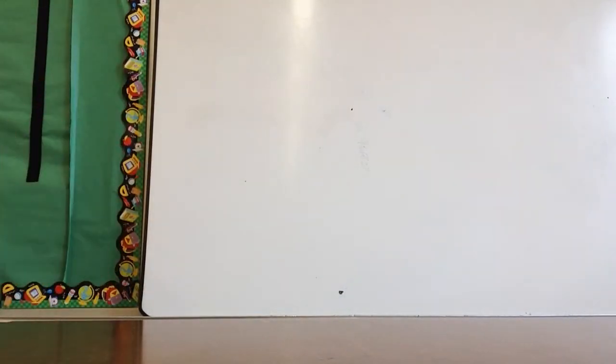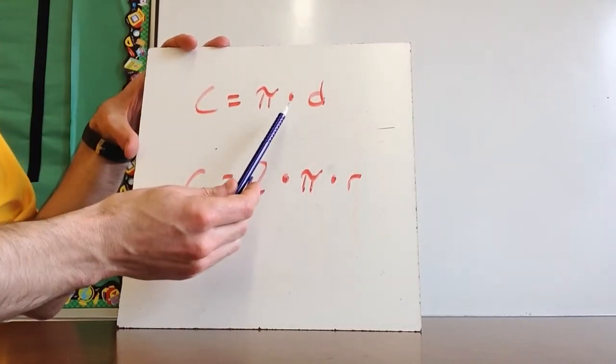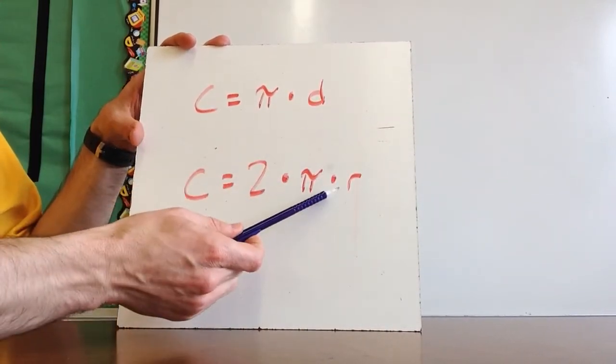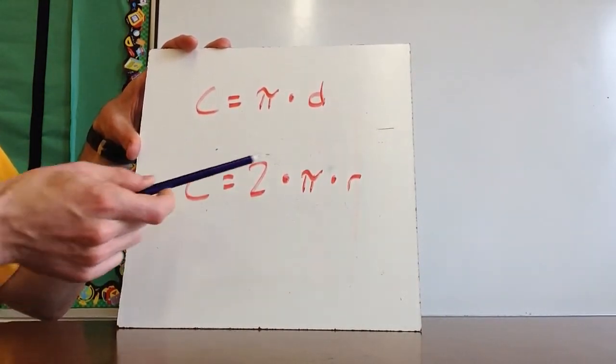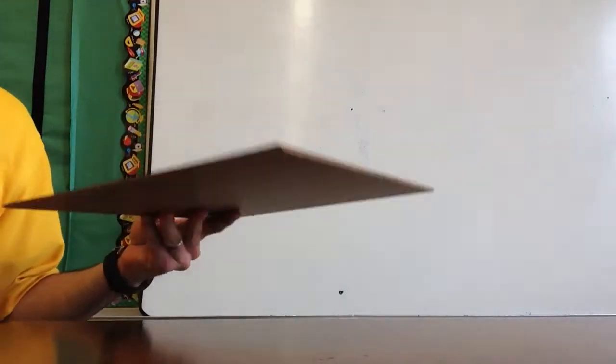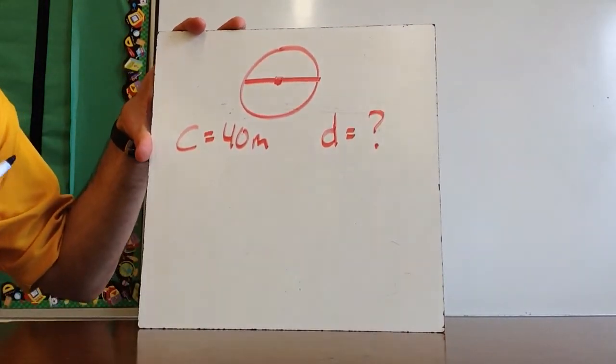All right, now, since you are in an algebra class, I'm going to come back to our formulas for a second. Since you are in an algebra class, you don't necessarily have to be given either this value or this value and find circumference. You could be given circumference and asked to find one of these values. So for example, if I were given this circle and told the circumference is 40 meters, they ask me what is the diameter.